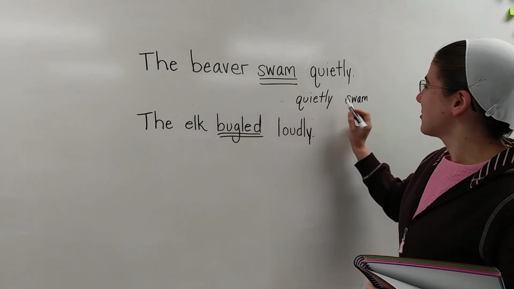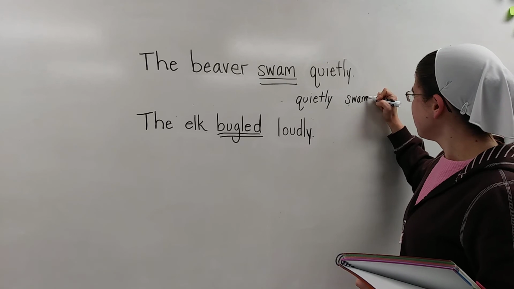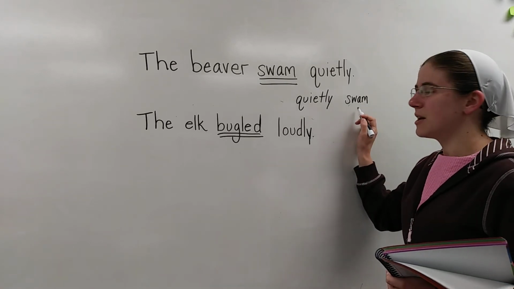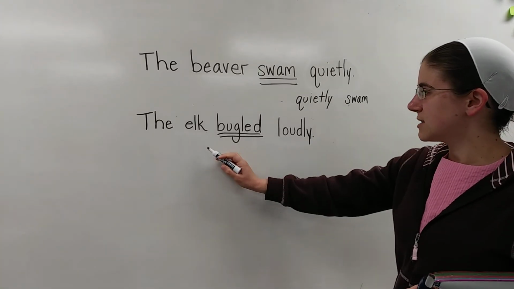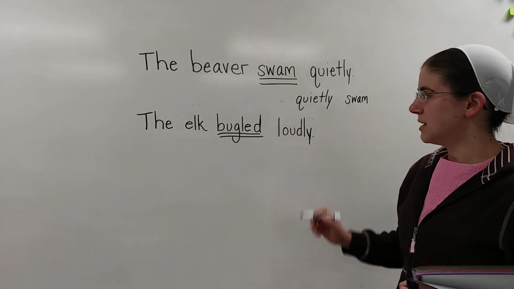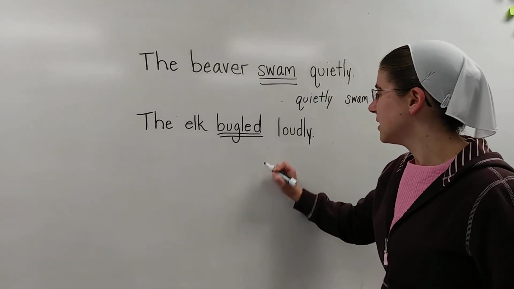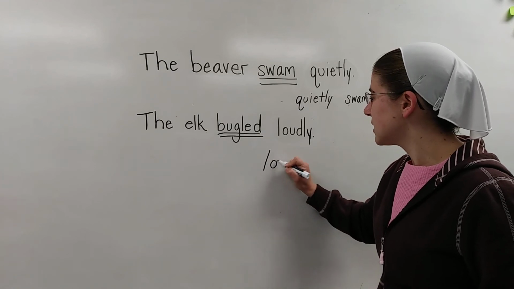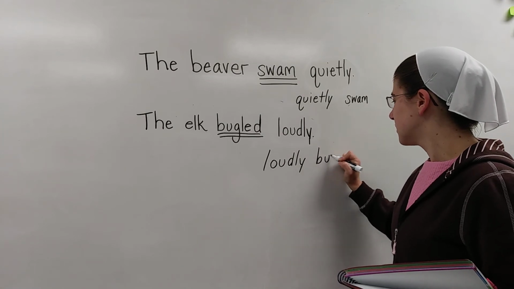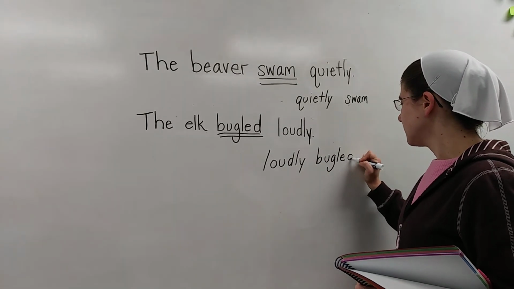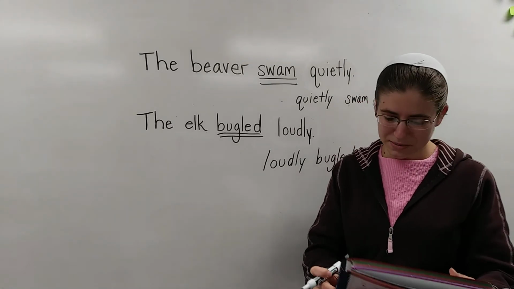Alright, the beaver swam quietly. How did the beaver swim? Quietly swam. That is what you would write on the blank. You're going to write an adverb and the verb it describes. So for the next sentence, the elk bugled loudly. How did the elk bugle? Loudly. On your blank, you would write loudly bugled. Does that make sense to everybody? If you have questions, ask your moms.